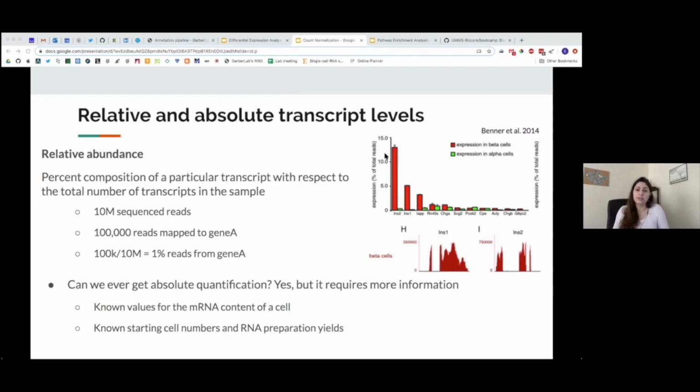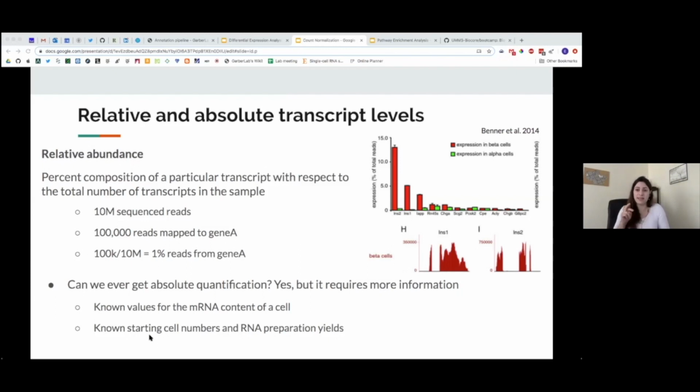Or another option is you know exactly the starting number of cells you used in your experiment. So let's say it came from FACS sorting, just like this example that I'm showing you for beta and alpha cells. And during FACS sorting, you know exactly how many cells were positive for your marker, and you separated them into a tube, and that's where you performed your RNA extraction. So you still need to know what are your RNA extraction yields, because you will lose some RNA molecules during the extraction process. But if you know that and you combine it with the fact that you know exactly how many cells you started with, then yes, you can try to get back at the absolute quantification levels.